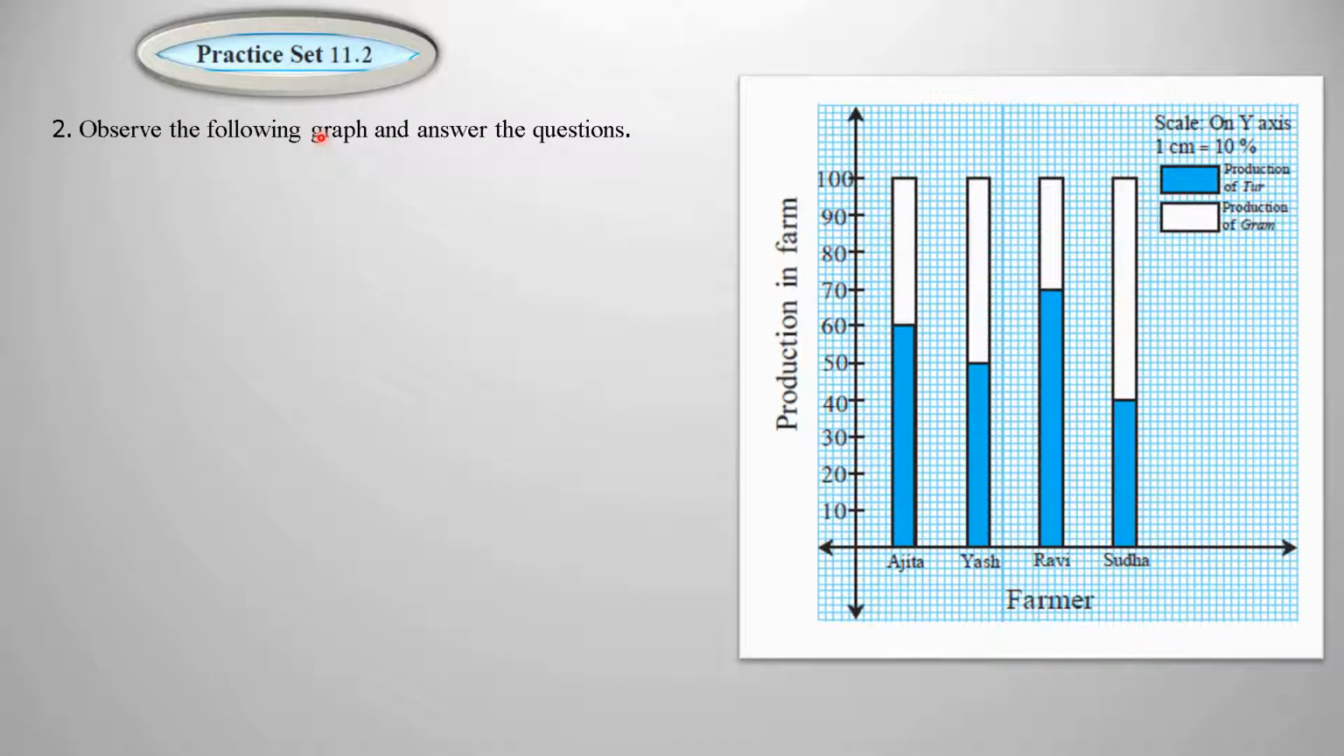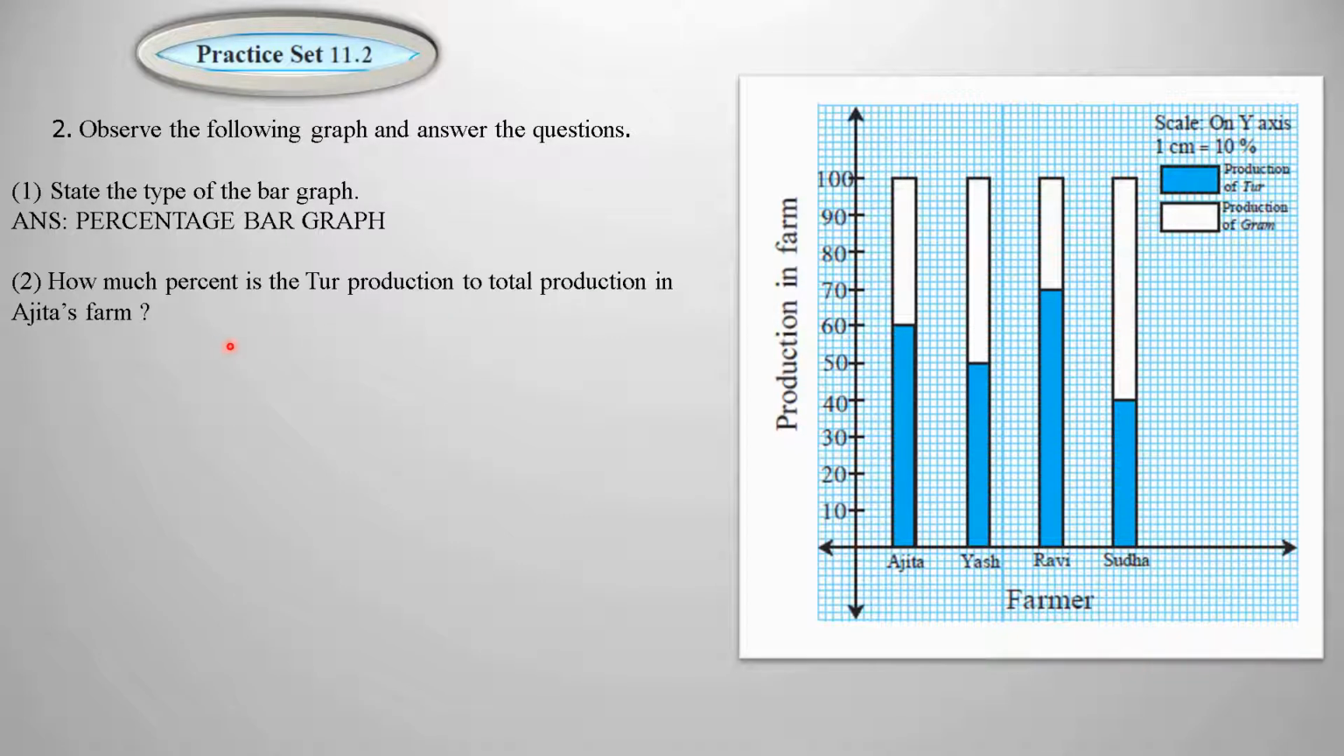Practice set 11.2, question number 2. Observe the following graph and answer the following questions. First one, we have to state the type of bar graph. Now, if you look carefully at the graph, each of the bars measures up to 100. So this is a percentage bar graph.